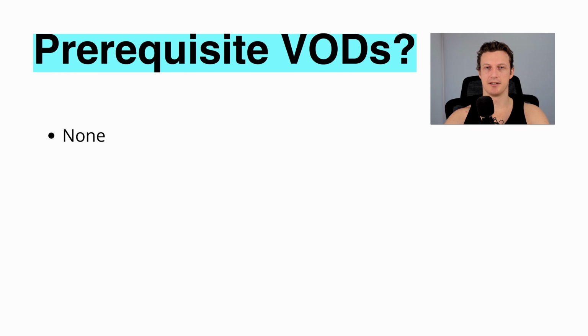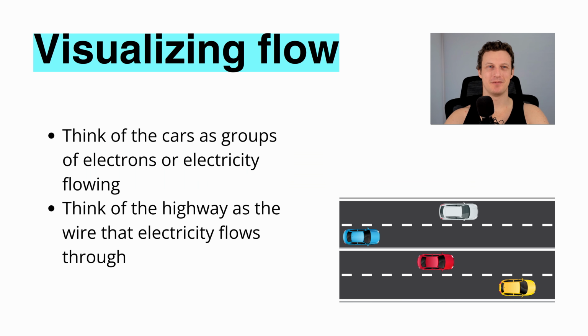Prerequisite videos: nothing. Electricity is like traffic. Think of the cars as groups of electrons, or electricity, flowing down a highway. The highway is like the wire the electricity flows through.